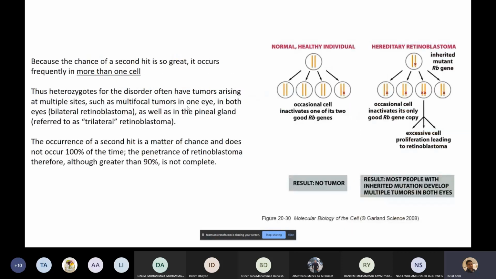There can be multifocal tumors in one eye, or in both eyes, bilateral retinoblastoma, as well as in the pineal gland. For those people with hereditary retinoblastoma, it is referred to as trilateral retinoblastoma, where both eyes and the pineal gland undergo cancer. Bear in mind, the occurrence of a second hit is a matter of chance, high chance, and does not occur 100% of the time. The penetrance of RB, therefore, although greater than 90%, is not complete penetrance.